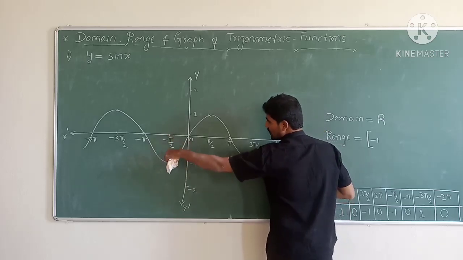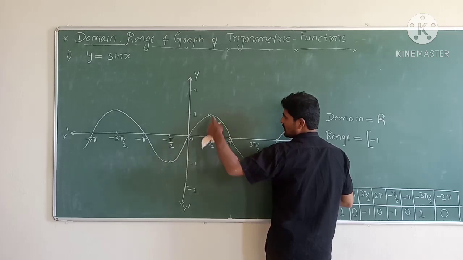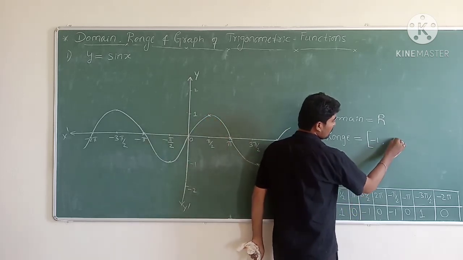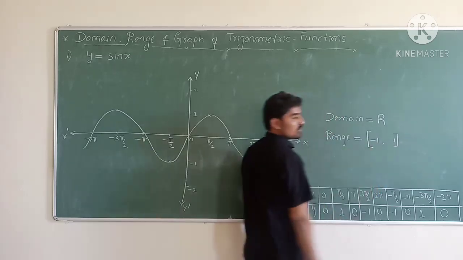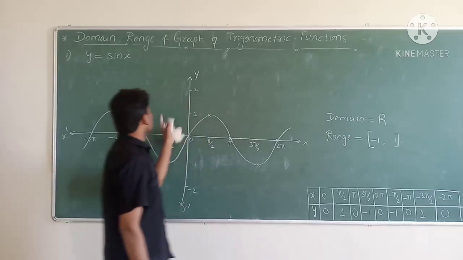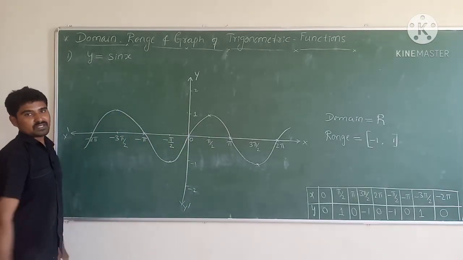When x is equal to minus pi by 2, the value is minus 1. When x is equal to plus pi by 2, the value is 1. Therefore the range is from minus 1 up to plus 1, including both. This is the domain, range and graph of the sin x function. I hope all of you understood. If possible, take a look.